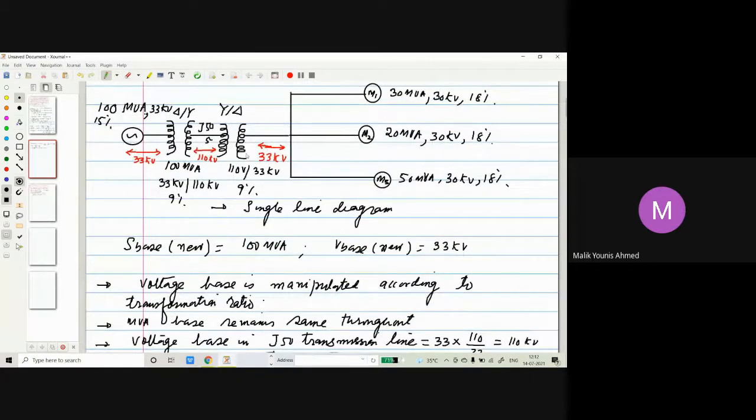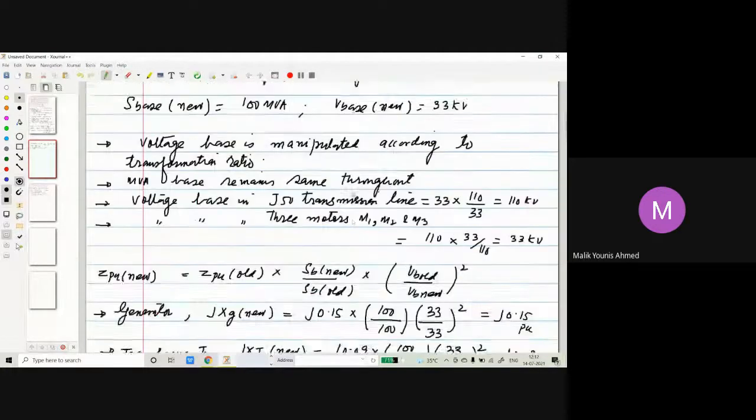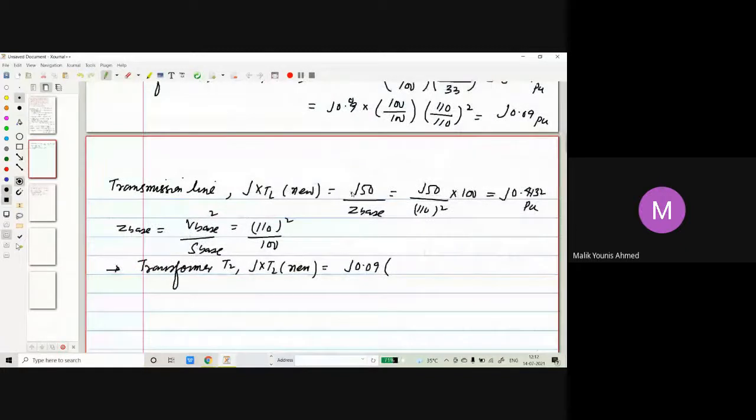Here also you can see S base new is 100, and for this transformer 2, S base old is also 100. Yes, all three transformers have 100. So S base new is 100 and S base old is 100 for the transformer, because the complex power base is going to remain the same for the power system, that is 100. The rating of the transformer is also 100 MVA, multiplied by V base old.